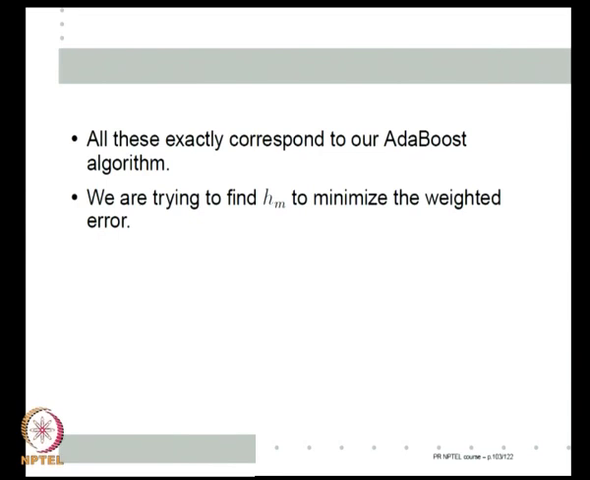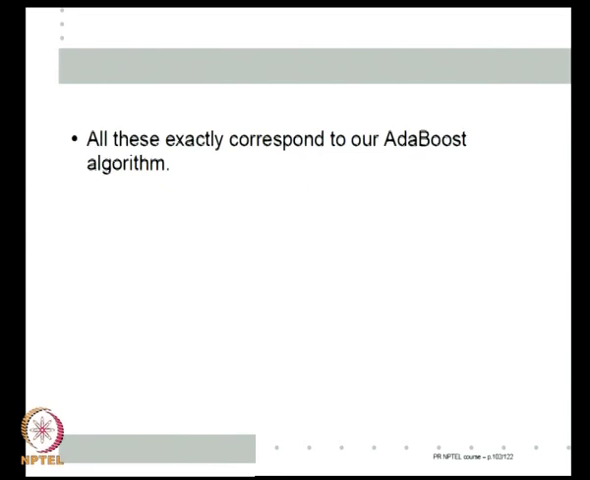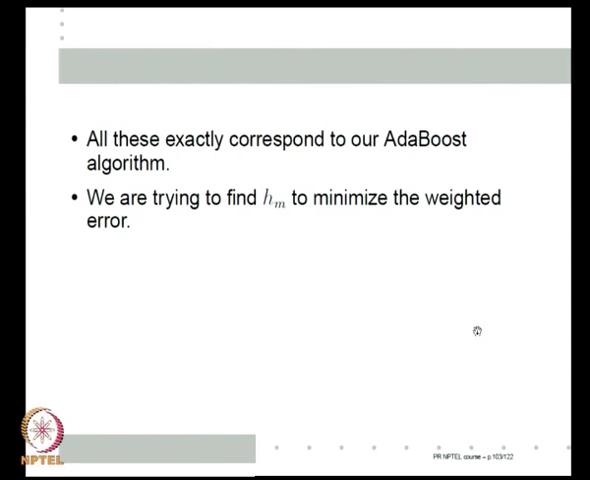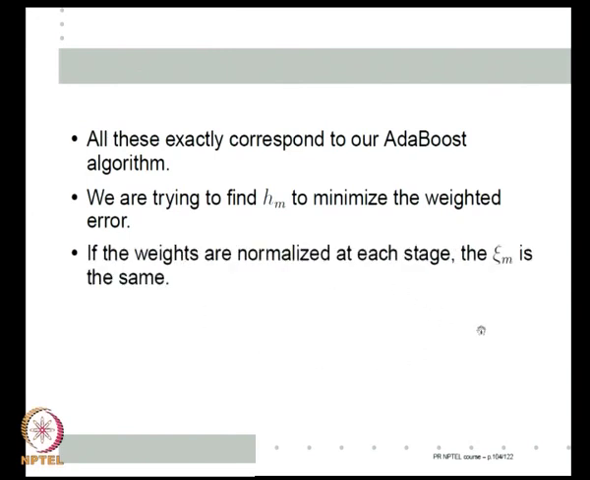Let us see one by one why. We are trying to find h_m to minimize the weighted error, right. That is exactly what AdaBoost also does. Then we are always keeping w_i^m normalized, so summation over i of w_i^m is 1. So, J_m is the same as summation over i of w_i^m indicator y_i not equal to h(x_i). That is exactly the epsilon_m that we defined in the algorithm.